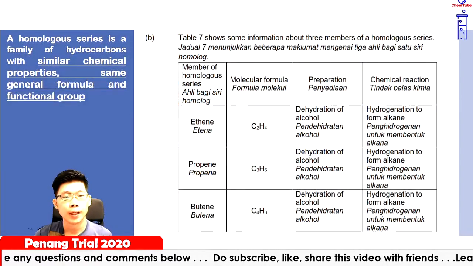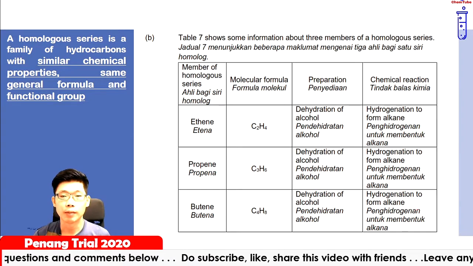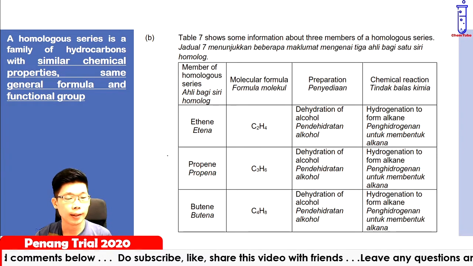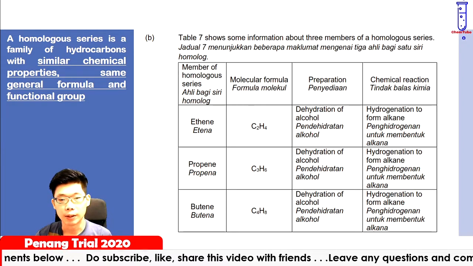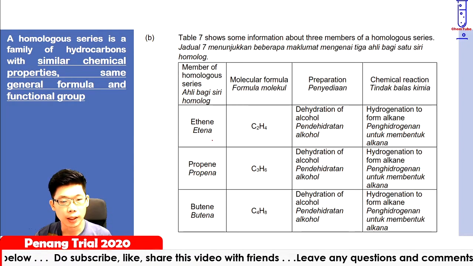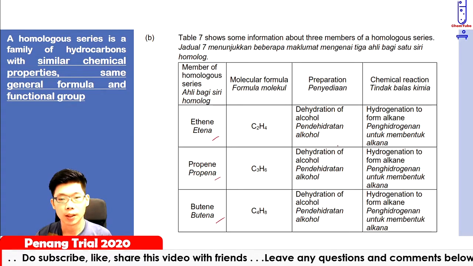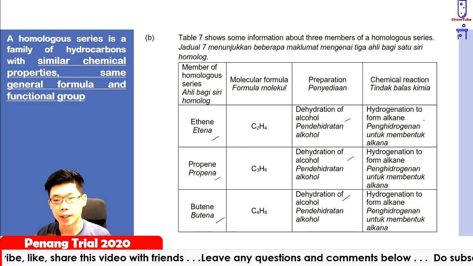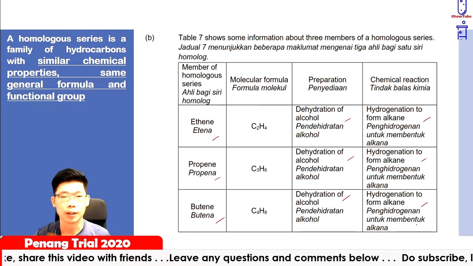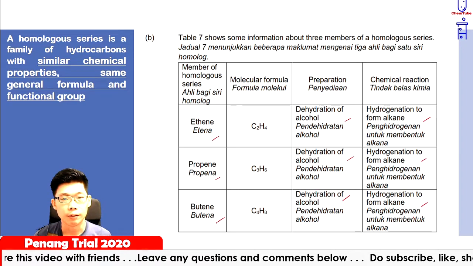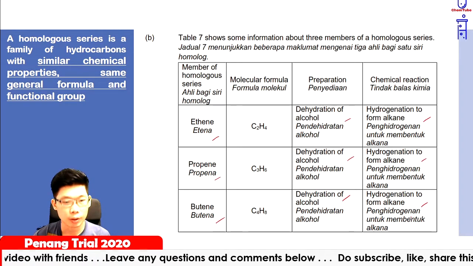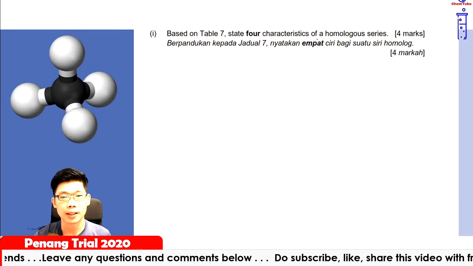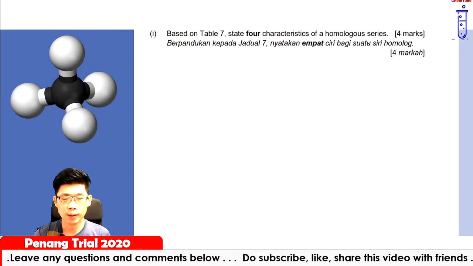Okay, B. Table 7 shows some information about 3 members of a homologous series. So here again, homologous series, just now we discussed already. So ethene, propene, and butene, with dehydration for preparation, and chemical reactions all undergoing hydrogenation. So you are given this information about the alkene group. Now, based on the table, state 4 characteristics for the homologous series. 4 marks.